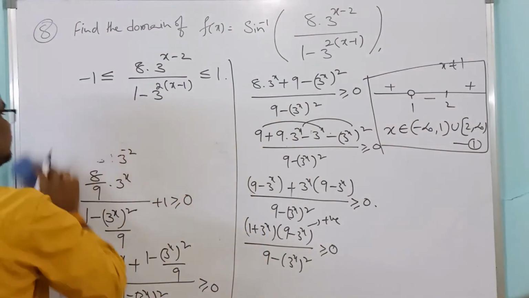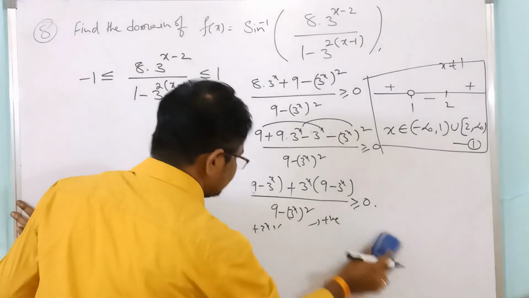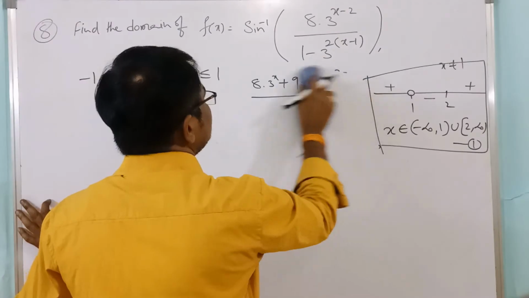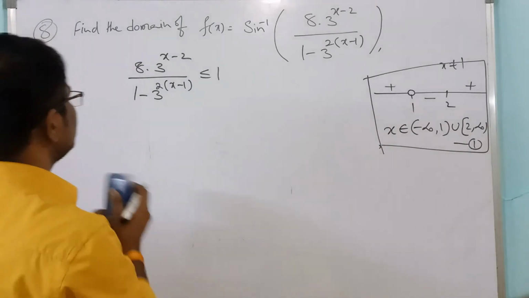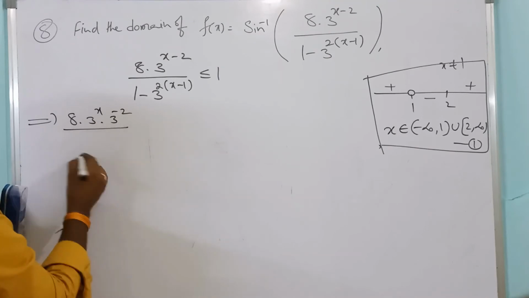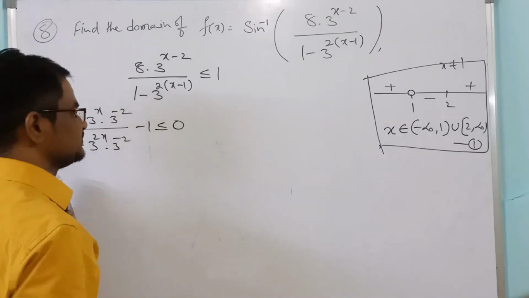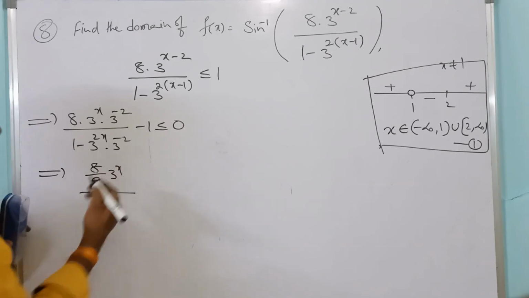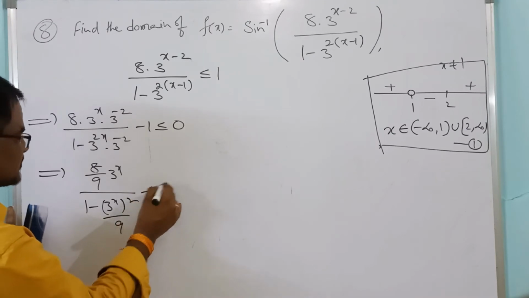Next, you took this condition first. Now you take this other condition, meaning the same thing. That implies 8 into 3^x into 3^-2 divided by 1 minus 3^2x into 3^-2, minus 1 less than or equal to 0. Now that implies 8/9 into 3^x divided by (1 minus (3^x)^2/9), minus 1 less than or equal to 0.